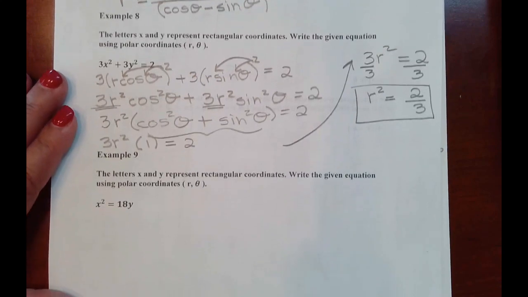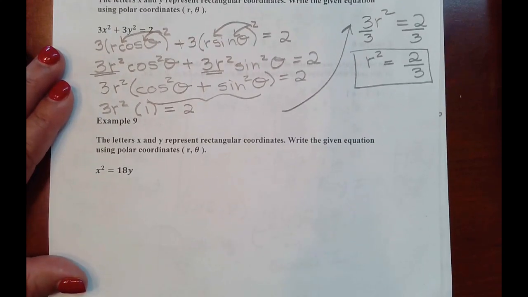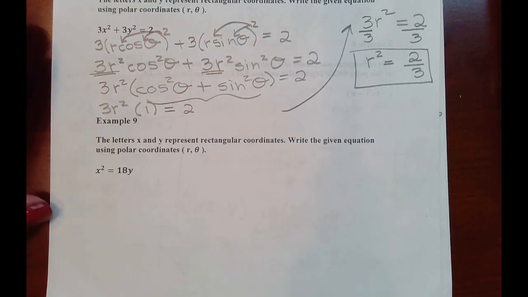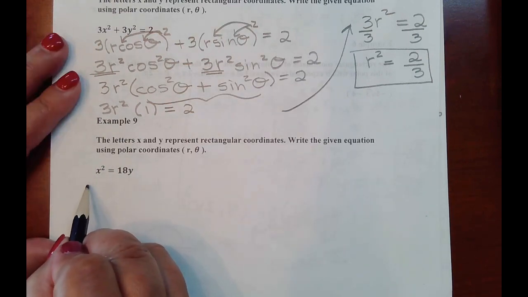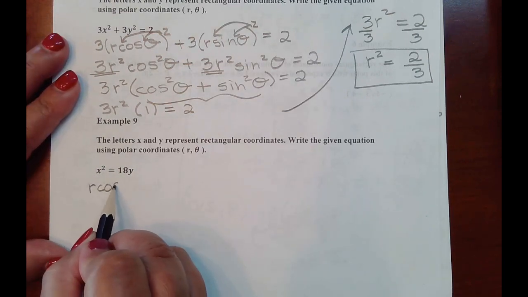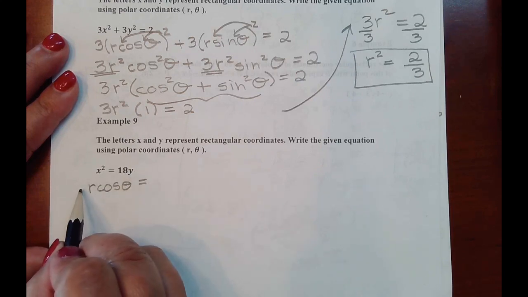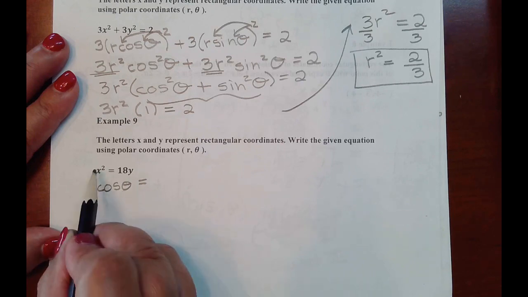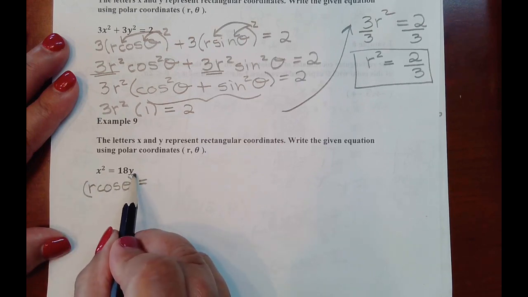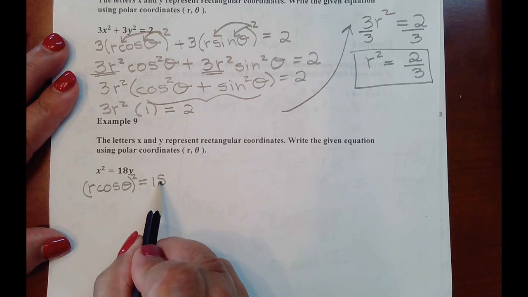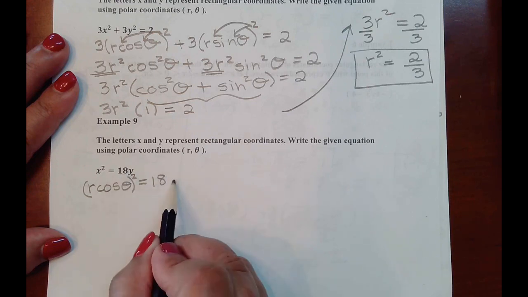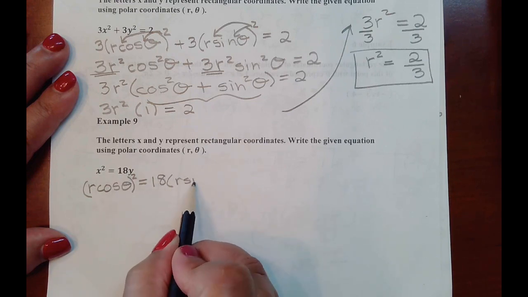Okay, so now moving on to example 9. In number 9, we have x squared is equal to 18y. So in this particular problem, we're going to use exactly what we've been using for x each time, which is r cosine theta. And then we're going to square it because this is x, but this says x squared. And then we're going to go 18 times y. Y is the same thing as r sine theta.